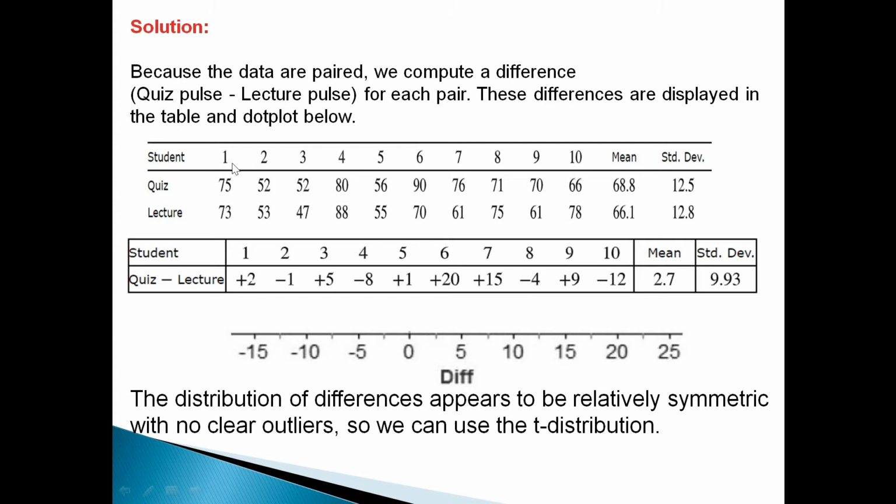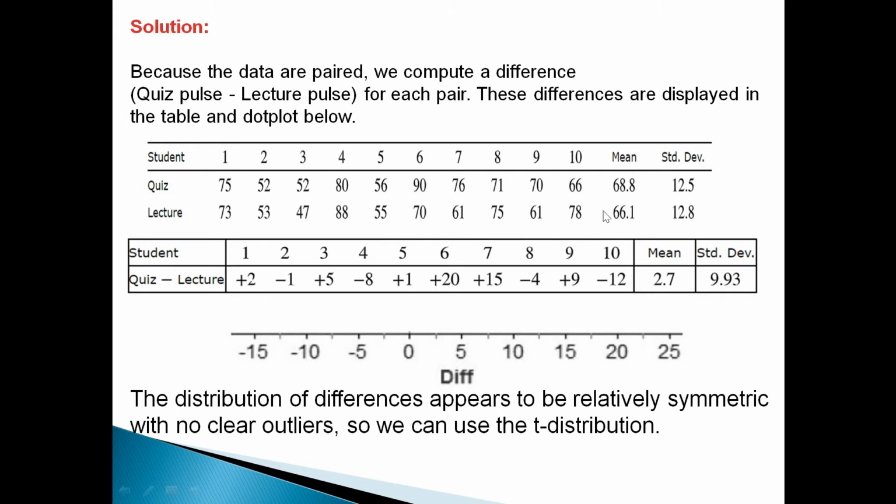So look at case number 1. Take the difference, 75 minus 73 is positive 2. For case 2, 52 minus 53 is negative 1. For case 3, 52 minus 47 is positive 5, and so on. Once you find all these differences, you will take the mean, and that will be 2.7, and you will find the standard deviation as well, and that will be 9.93. So I can go ahead and start the t-distribution.